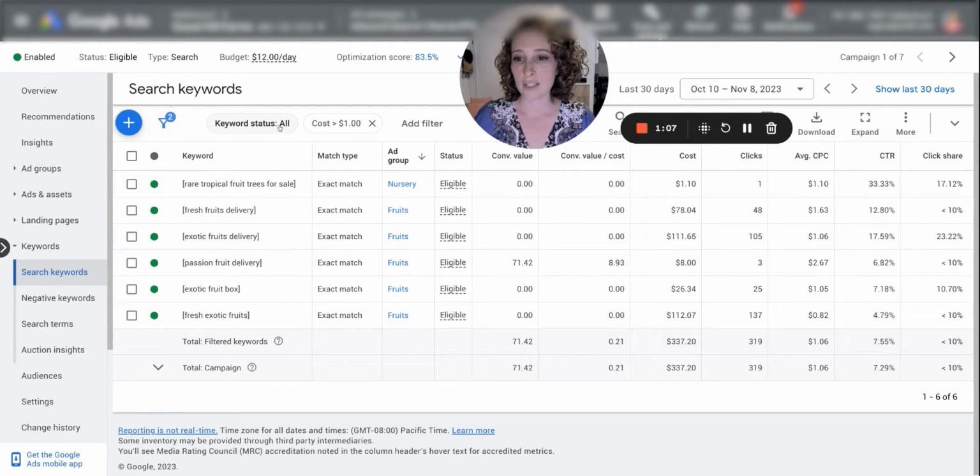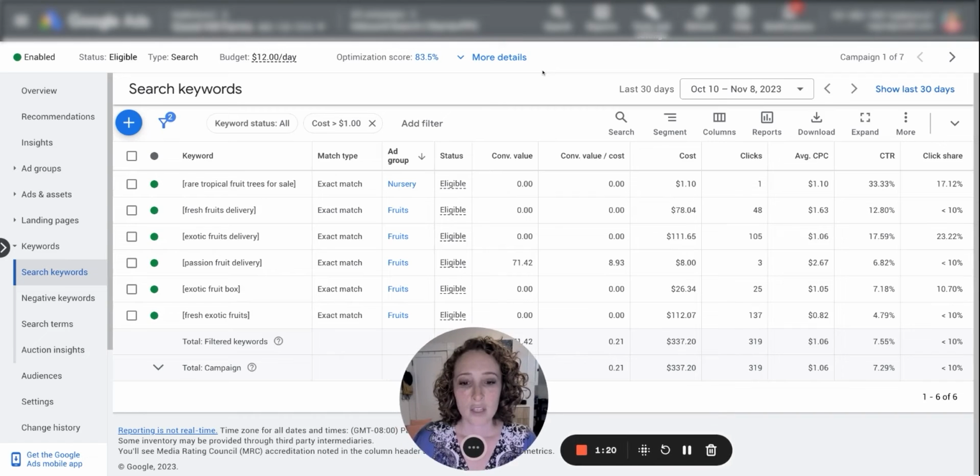all keywords. So keyword status all, and then I put a cost. So I only want to see the keywords that have spent at least $1 within my date range, because I just want to filter through any irrelevant data. It's not spending enough to really even matter.